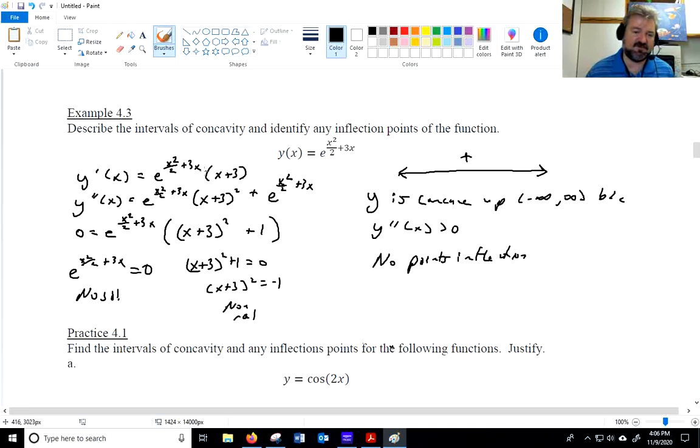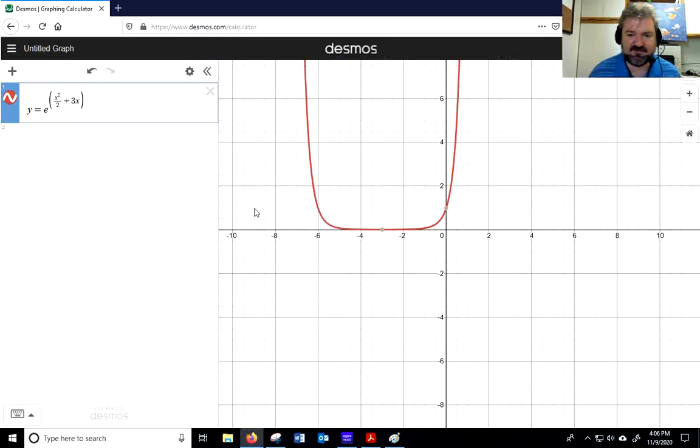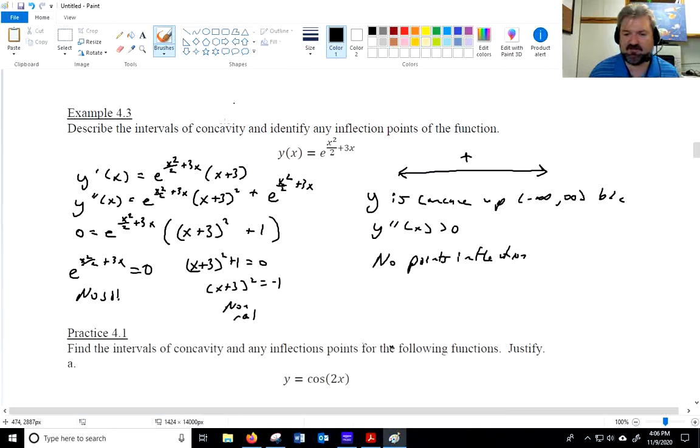Now, the first derivative definitely does equal 0 at negative 3. So if we look at the graph, which I have here, you can see that this graph definitely switches from decreasing to increasing at negative 3, but it's concave up everywhere.